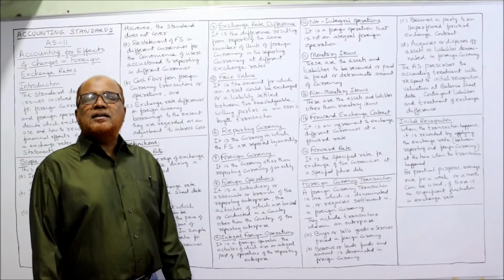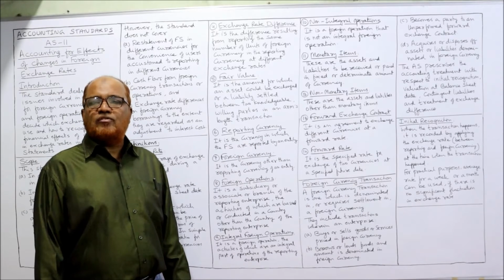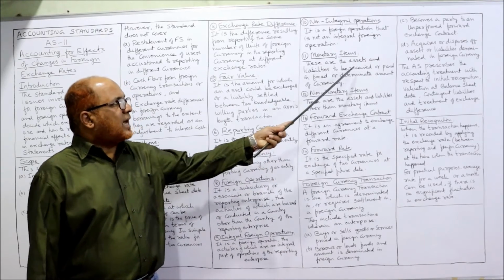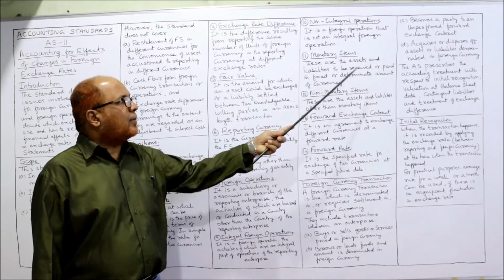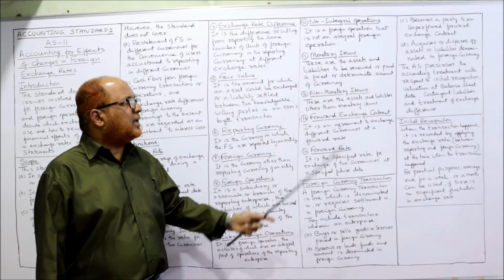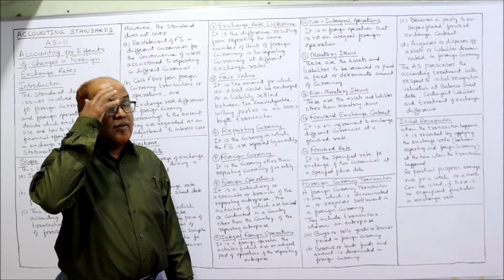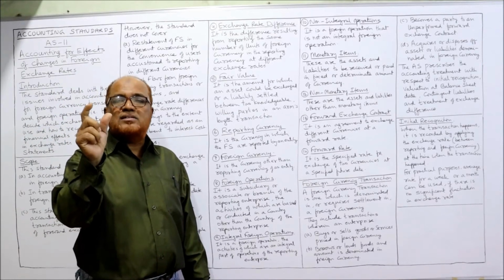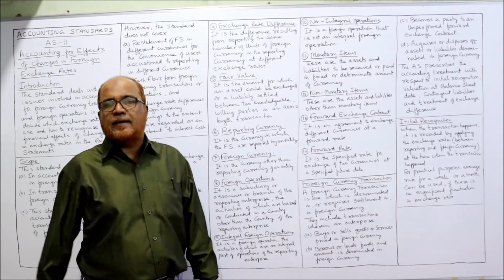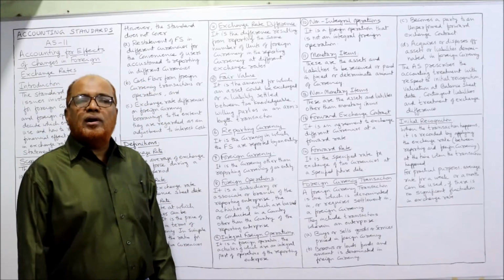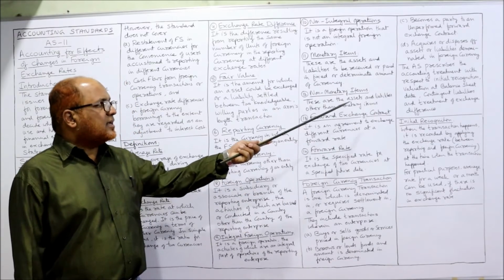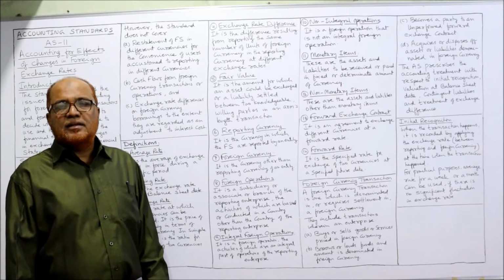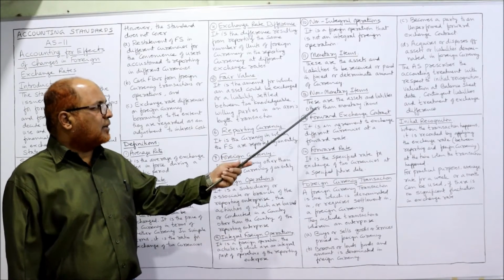Monetary items are the items which can be measured in terms of money. So these are the assets and liabilities to be received or paid in a fixed or determinable amount of currency. When any asset or liability is expressed in terms of a fixed or determinable amount of currency, that is called monetary. Then non-monetary items are the assets and liabilities other than monetary, other than money terms. That asset and liability is called a non-monetary item.